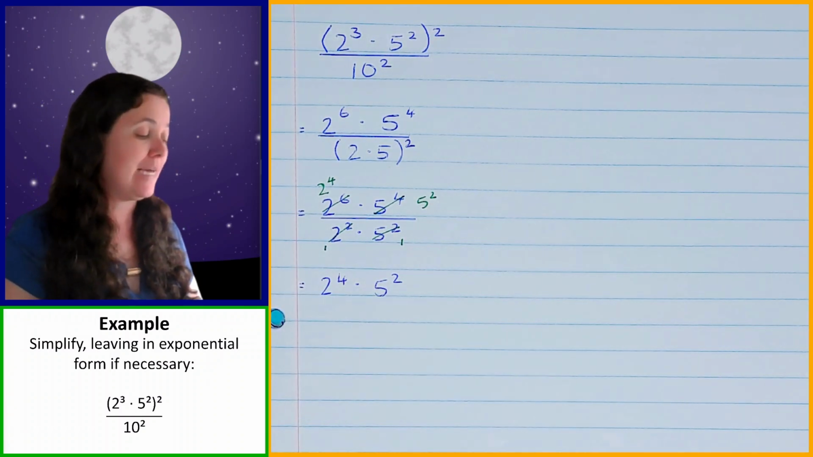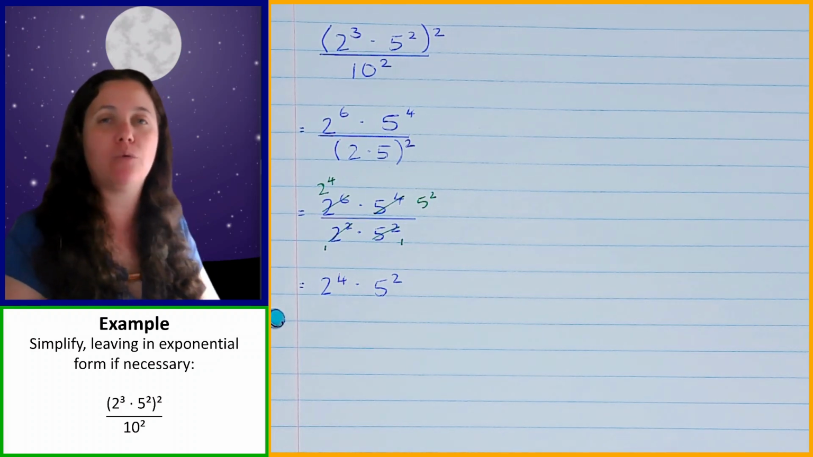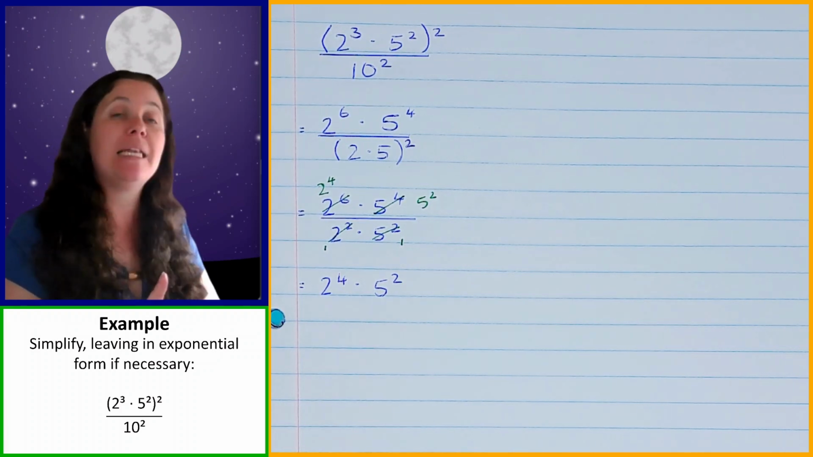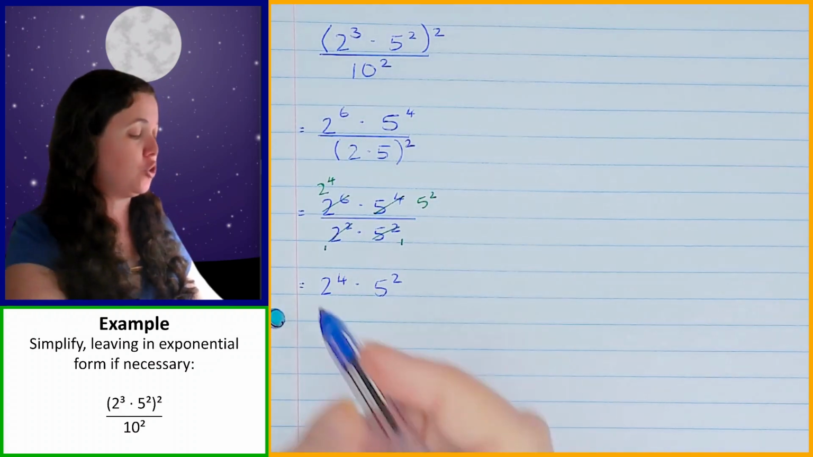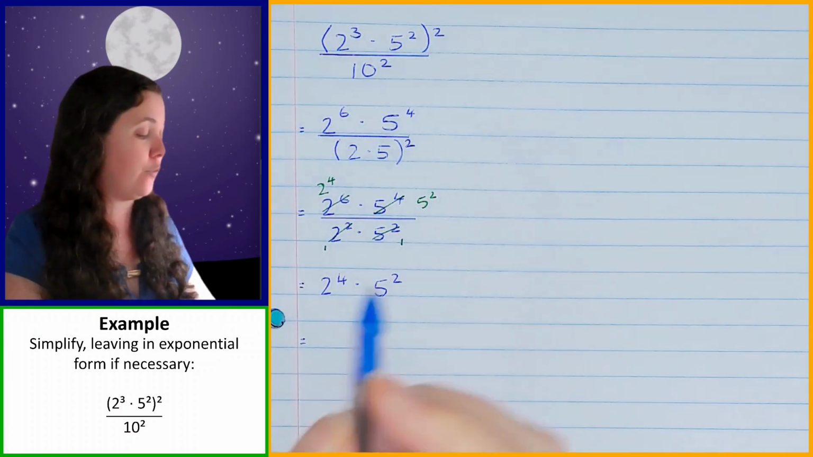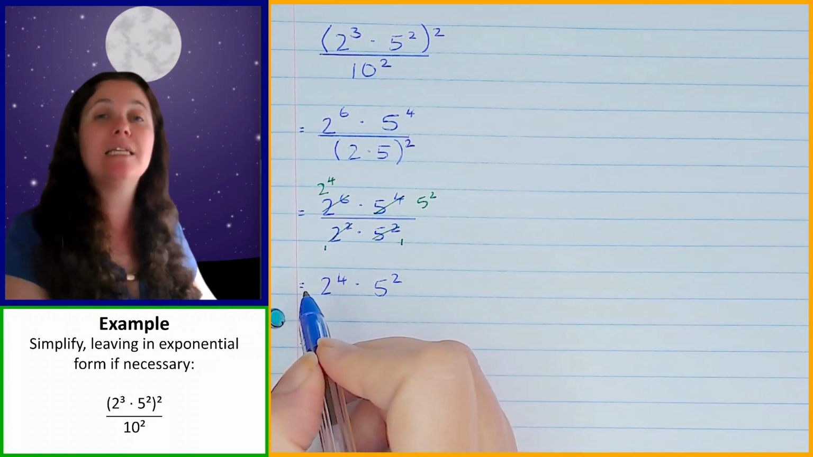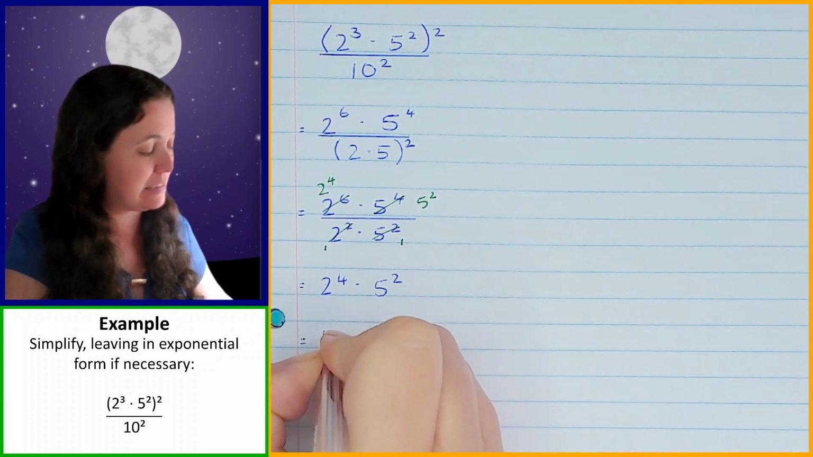I can just leave it as 2 to the power of 4 times 5 to the power of 2 at the top of my fraction without having to worry about writing the bottom of my fraction. Now we need to look and see, is it reasonable to change this to standard form instead of writing it in exponential form? So 2 to the power of 4 is a reasonable number to change. You should know that 2 to the power of 4 is the same as 16.